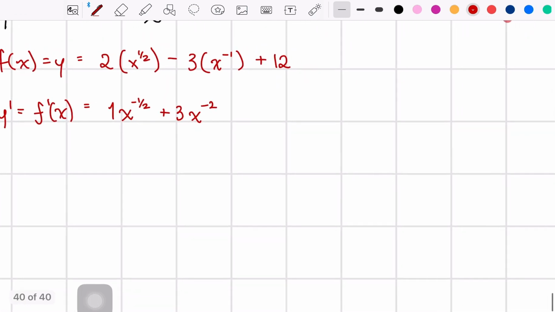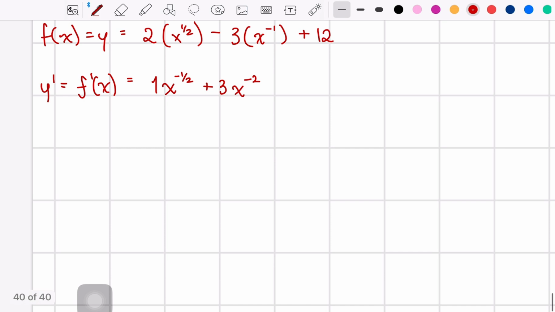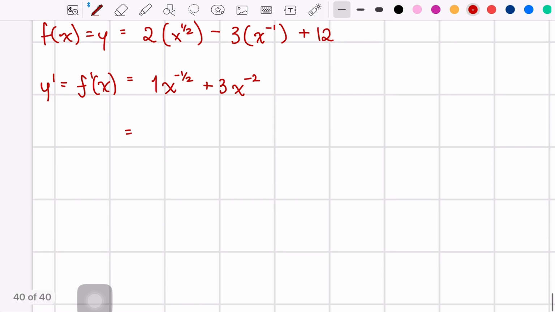Now, moving on, we still aren't done yet. We don't want to have negative exponents in the derivative. We know minus makes it go down. So we're going to have 1 over the square root of x plus 3 over x to the power of 2. And there we have it. That is our derivative. This is f prime of x.